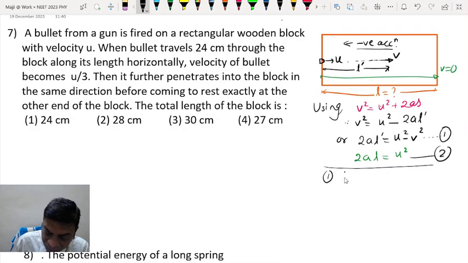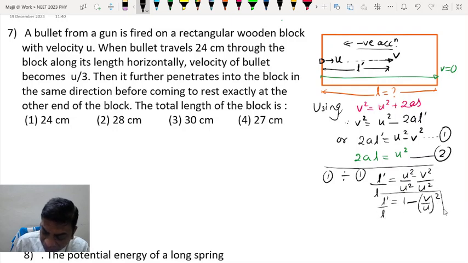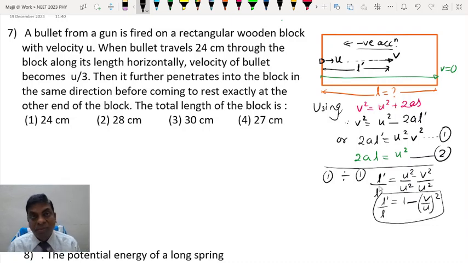Now when you divide equation 1 by 2, you will get L dash by L is equal to u square minus v square divided by u square, which gives 1 minus v by u whole square. So this is a very handy formula. Okay? It comes in very handy in solving these kinds of questions. So you can always memorize this formula.